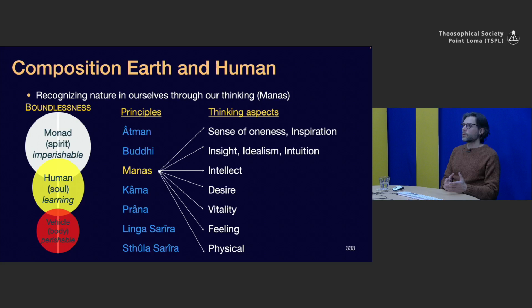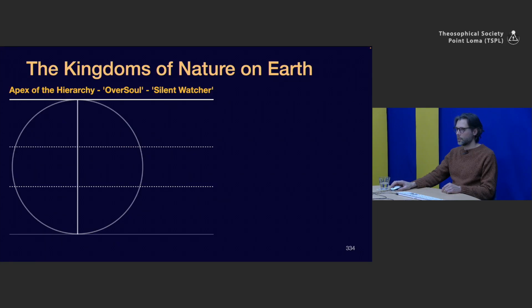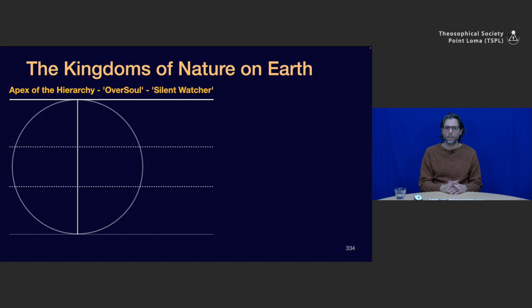Now, this classification from the side of consciousness also helps us gain more insight into the composite nature of the Earth, especially as we now take another step toward our place as humanity on Earth. According to Theosophy, our planet Earth consists of 10 kingdoms of nature. And all these kingdoms of nature emanate or flow from the apex of the hierarchy, the sphere of the Oversoul, or Source Being, or the Silent Watcher.